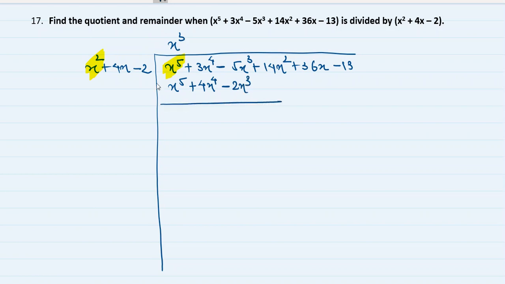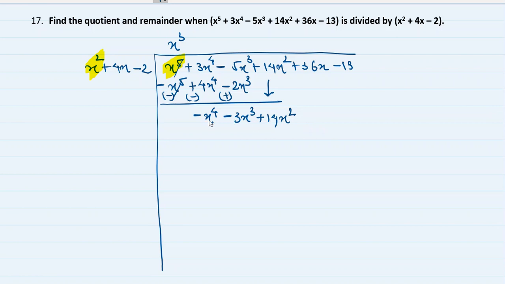So here you draw a line, you put a minus sign, and then you change the sign. This was positive originally, becomes negative. This will become negative, and this will become positive. So this will get cut, and here you're going to get 3x raised to 4 minus 4x raised to 4 is minus x raised to 4, and minus 5x cube plus 2x cube is minus 3x cube. All right, great. What will come down? Plus 14x square will come down.